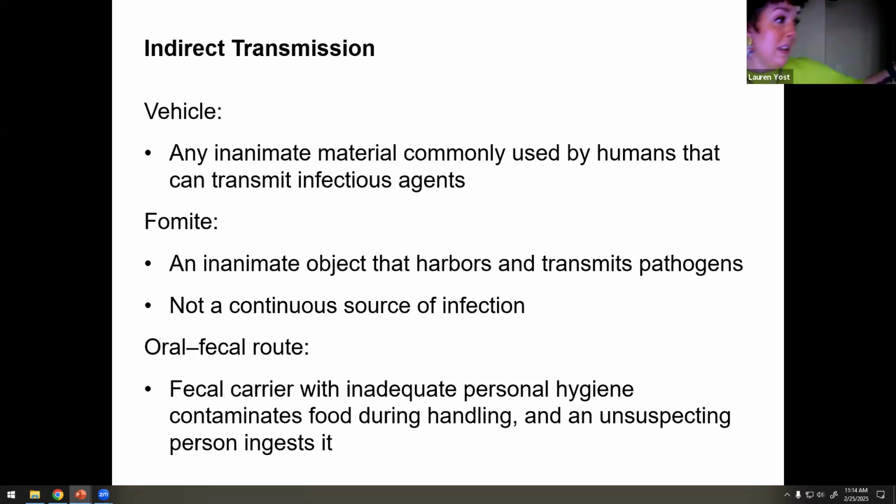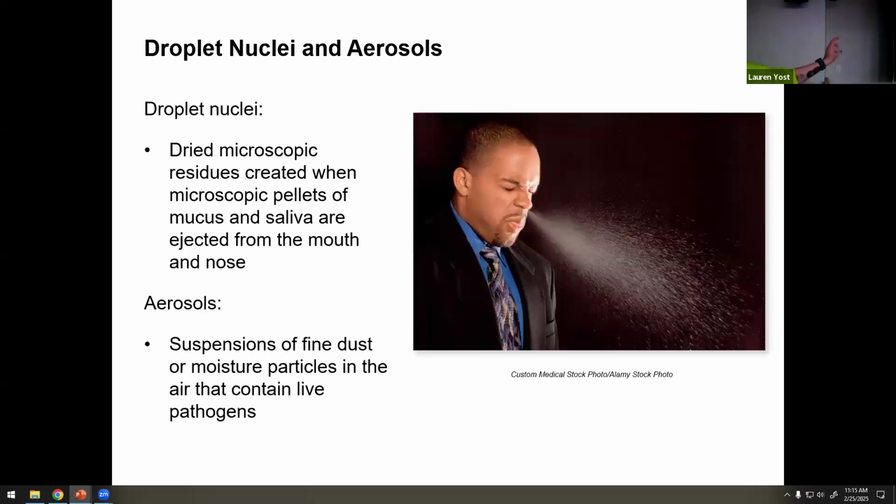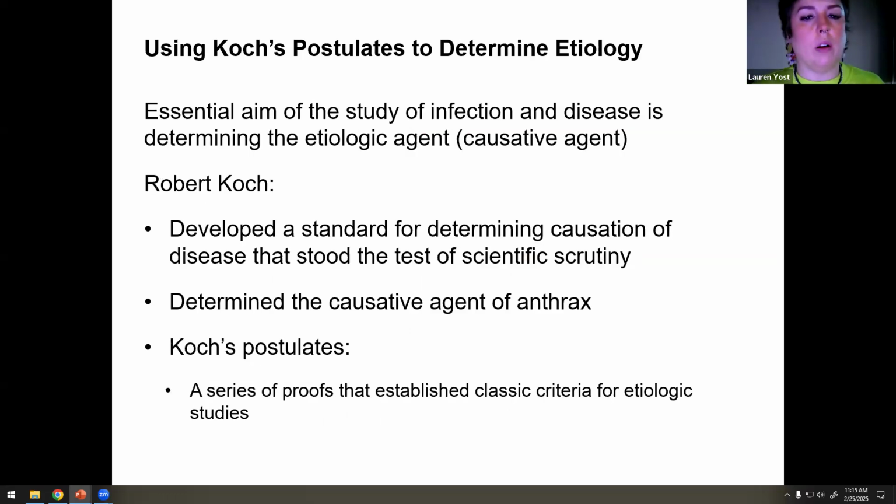Oral-fecal would be an example, but it's anytime that's coming from the body. Usually you're pooping and you're not washing your hands enough. It's the best example, right? Before you go and handle food, you should be washing your hands if you've gone to the bathroom. You can also get it from water and air. If you're coughing or sneezing, you're releasing droplets into the air that can contain our pathogens as well.